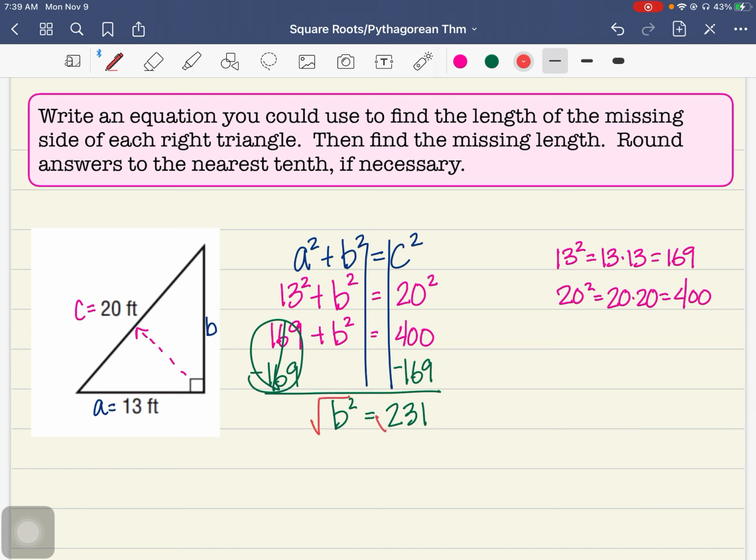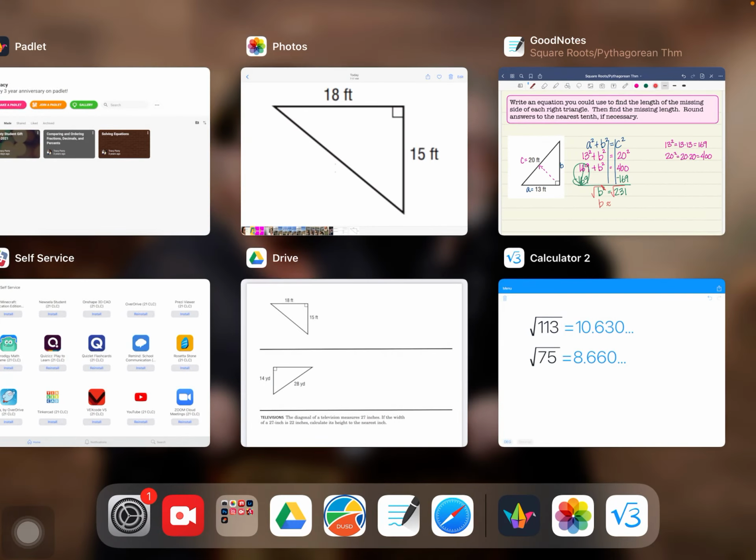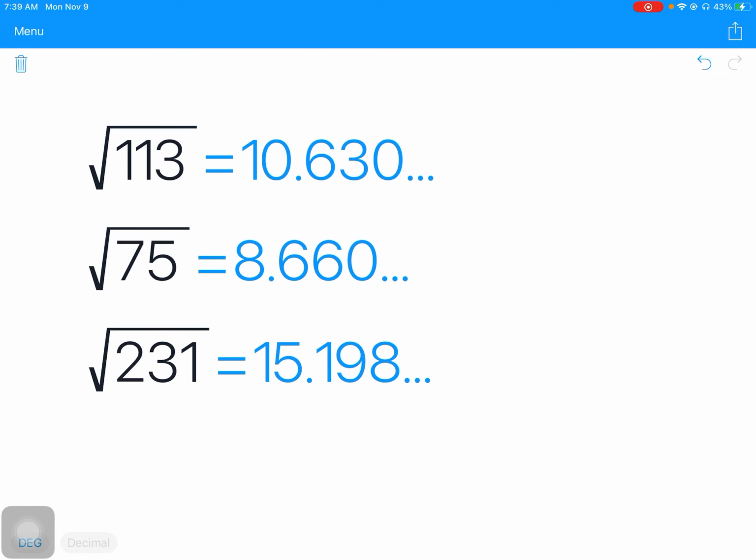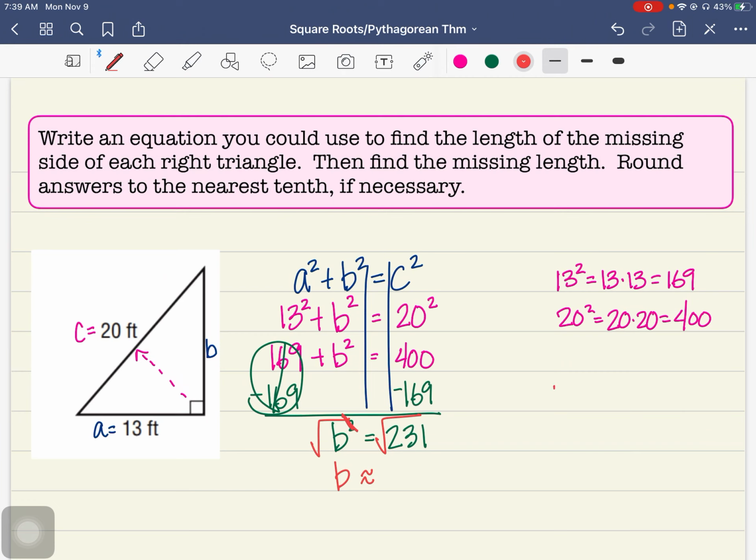And then we're going to square root both sides to get rid of that squared. And B is about equal to, let's see, the square root of 231, 15.19. If we want to round to the nearest tenth, we look at the 1, and the next number to it is a 9. So we're going to add a tenth there. So this is going to be about 15.2 feet. Remember, we are only using the positive answers because we're talking about lengths. Think about rulers. If I was going to use a ruler, it would just all be positive numbers.